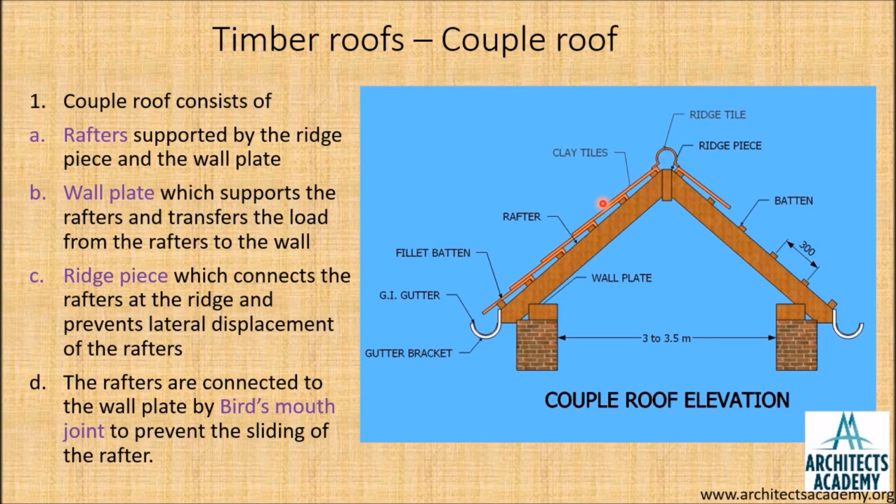Now when water flows down all along the tiles, it falls into a galvanized iron gutter, which you see here. The galvanized iron gutter is supported by the gutter bracket, as you can see here. These brackets are approximately 900 mm apart, while the GI gutter runs along the entire length of the roof. At the top of the roof, you will see that there is a special type of tile which is used, which is called the ridge tile. This ridge tile covers the joint between the two slopes of the roof.